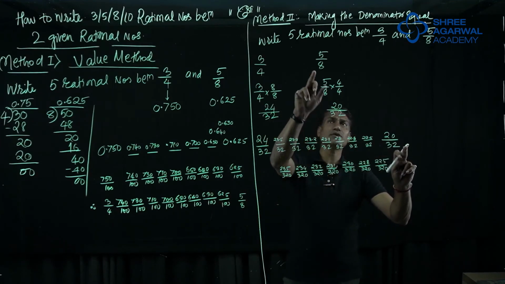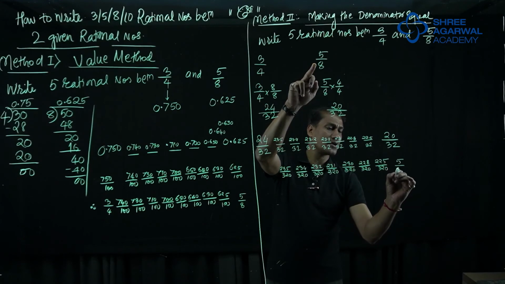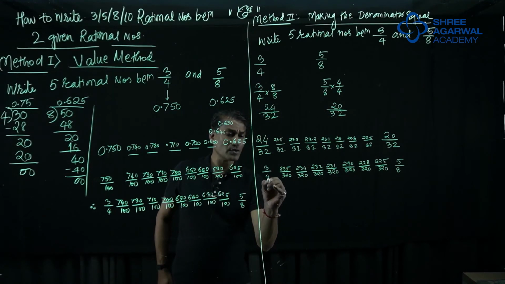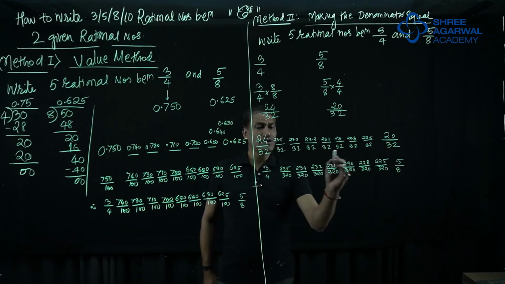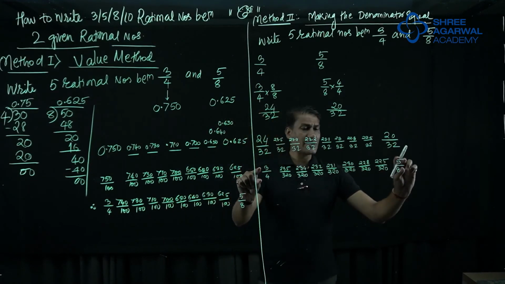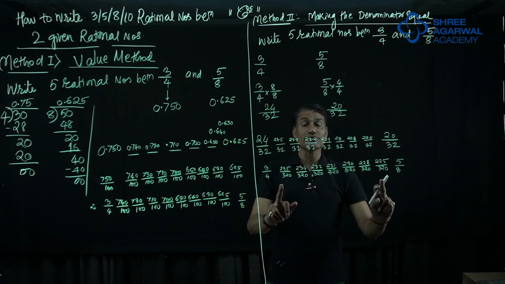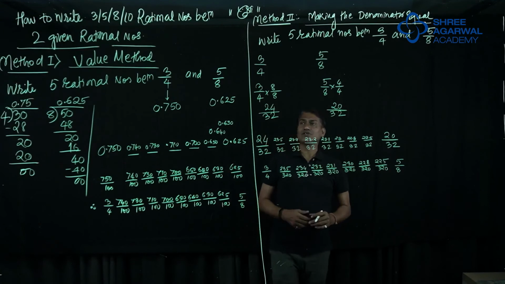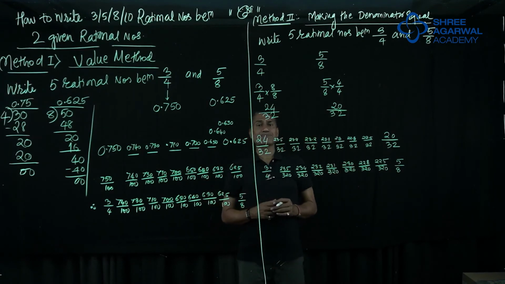And this number now, we had converted this. What is the original number? 5 upon 8. We had converted this number. What is the original number? 3 upon 4. So these are the numbers between 3 upon 4 and 5 upon 8. We wrote 7 numbers. You can write as many numbers as you want. So these are the two important methods.